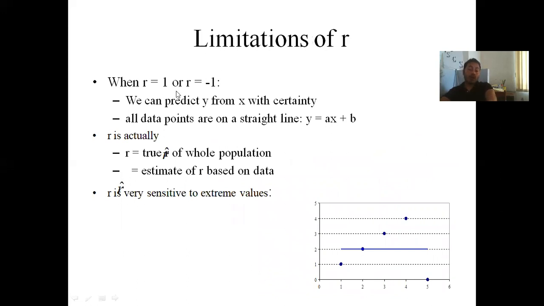When r is equal to 1 or r is equal to minus 1, we can predict y from x with certainty. All the data points lie on a straight line y is equal to ax plus b. Right, so if r is negative, then what will be the value? If you are getting some negative value, you let me know.